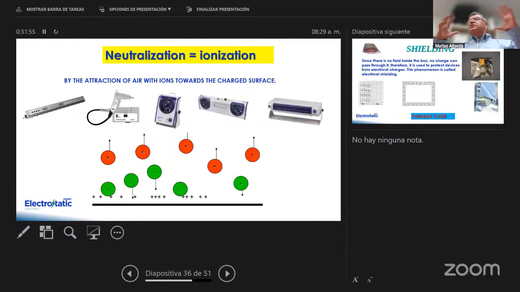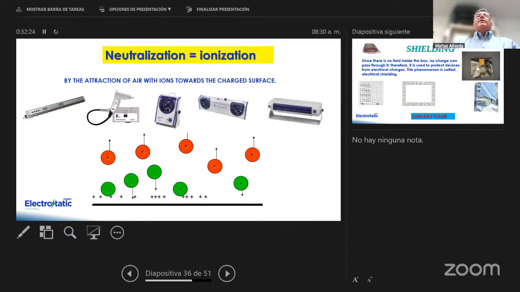What if I cannot ground it, because it's an insulator? How can it be handled? Neutralizing. Ionization is a very good way to neutralize. You can use staticides, but as I was telling you, staticide is just a surface treatment, like putting lotion on your hands.